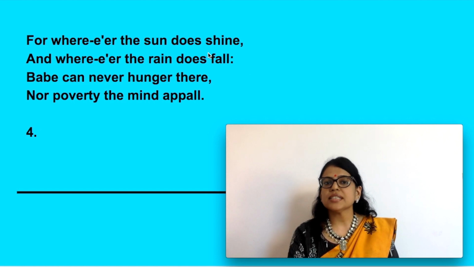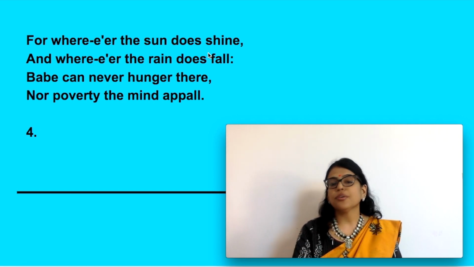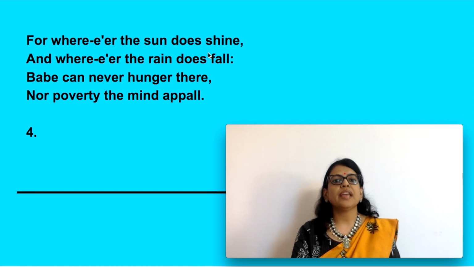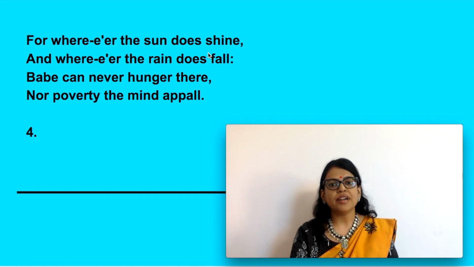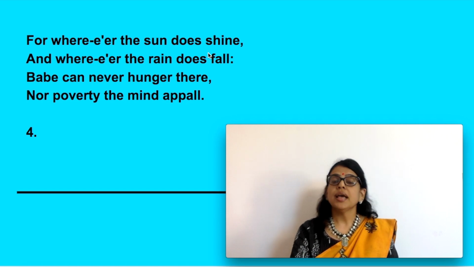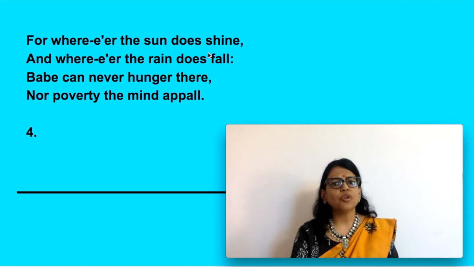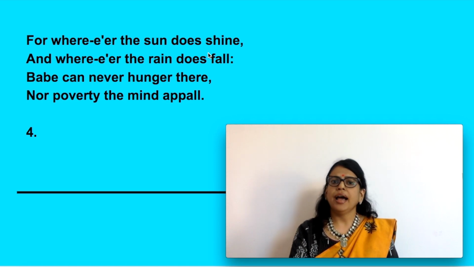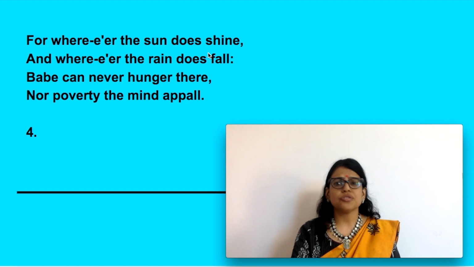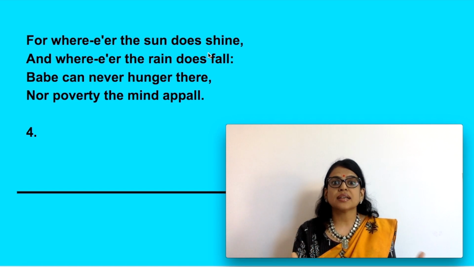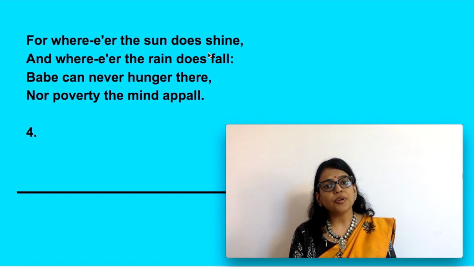For wherever the sun does shine and wherever the rain does fall, babe can never hunger there, nor poverty the mind appall. If the sun really shines at a place, if the rain really does fall, then no child should go hungry in a place like that. And poverty should not appall us, should not surprise us, should not fill us with disgust. This poverty is filling me up with disgust. It's appalling to see that so many children are so poor here.